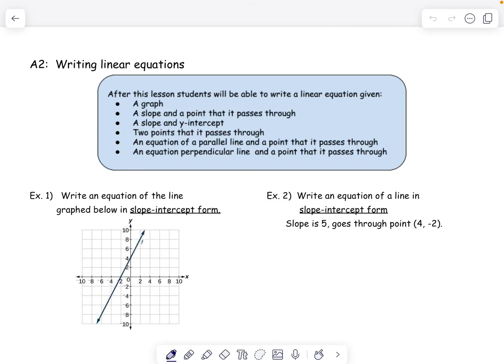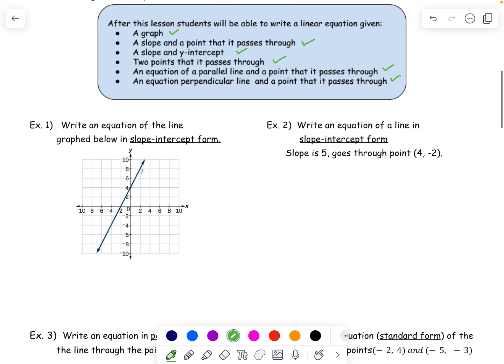Okay, today we're going to talk about writing linear equations. After this lesson, you should be able to write a linear equation given a graph, given a slope and a point that it passes through, given a slope and y-intercept, or two points that it passes through. Also, an equation parallel to a line that passes through a point, and perpendicular to a line that passes through a point. All these things are things that you should be able to do after this lesson.